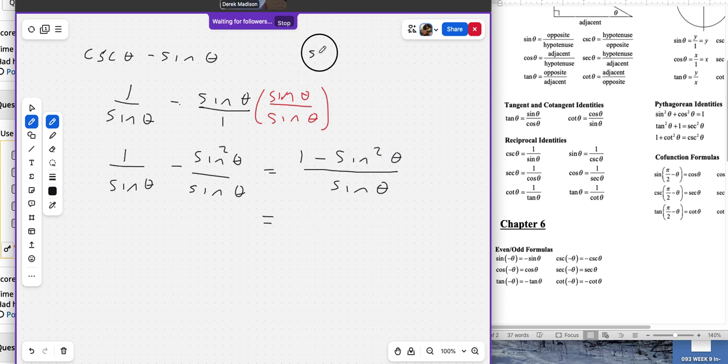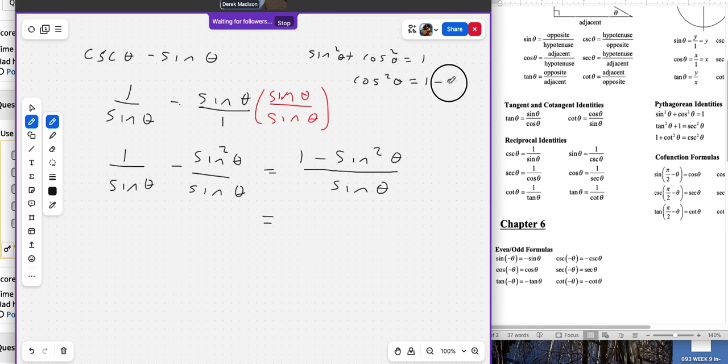Let me write out what I just said. I'm subtracting sine squared theta over to this side, so I get cosine squared theta equals 1 minus sine squared theta. So replacing this with cosine squared.